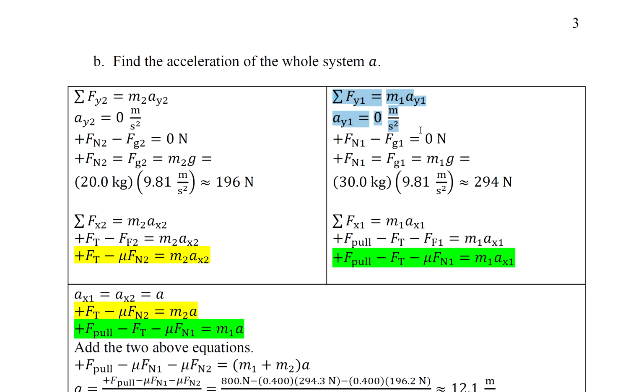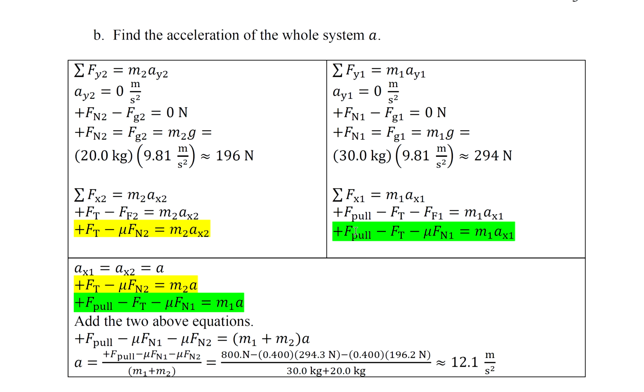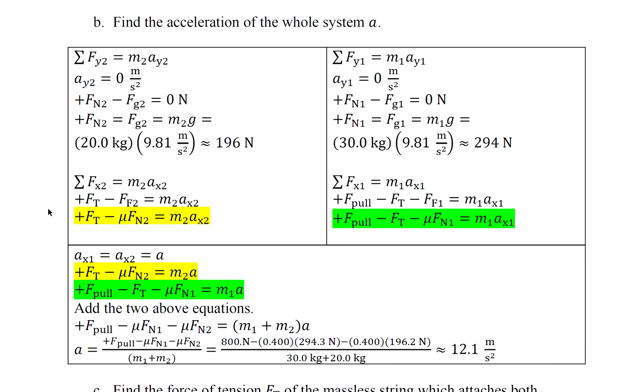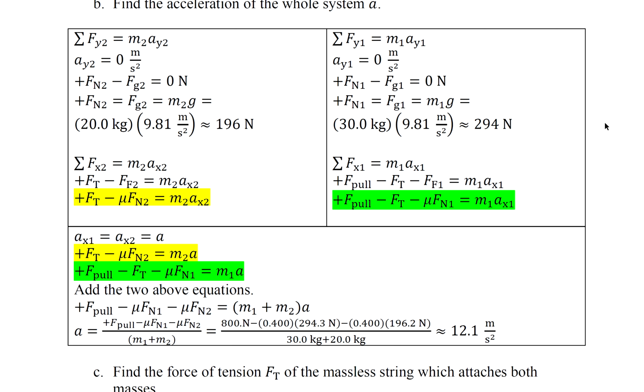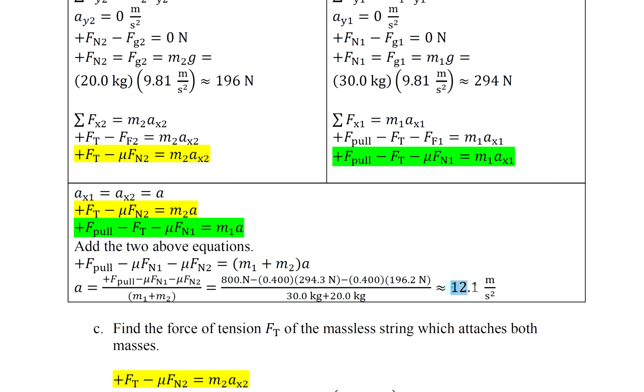This is sigma F equals ma on the y-axis for object 1, mass 1. This is sigma F equals ma on the x-axis for mass 1. So we have these two equations here in yellow and green. We know a sub x1 equals a sub x2 equals a. They accelerate at the same rate because they're attached to each other. So let's add this yellow and green equation, solve for acceleration, we get 12.1 meters over second squared.